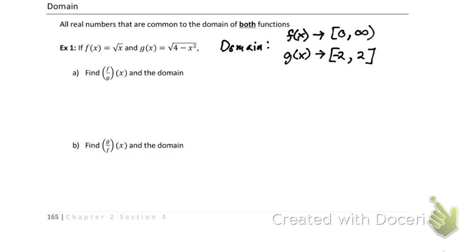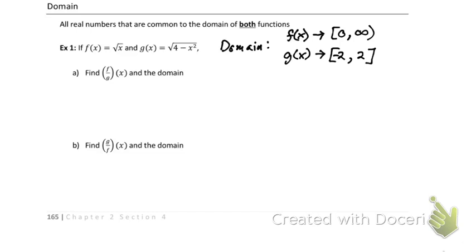And let's talk about why. What goes under here cannot be a negative number. So 4 minus x squared must be bigger than or equal to 0. So if you look at what makes this 0, a 2 and a negative 2 would make this 0. Negative 2 squared would be 4 minus 4. That's where that 4 came from. And if I plug a 2 in, 2 squared is 4. 4 minus 4 is 0.